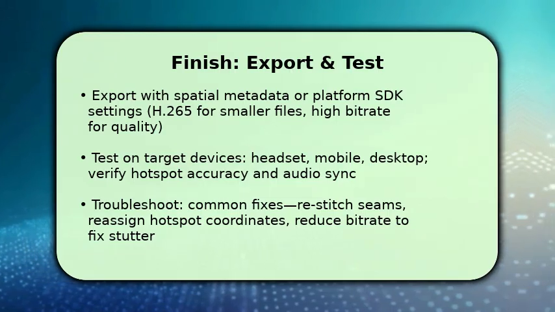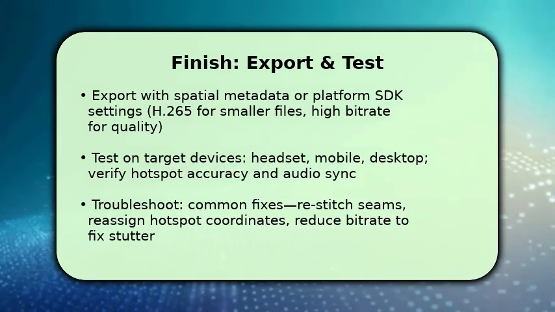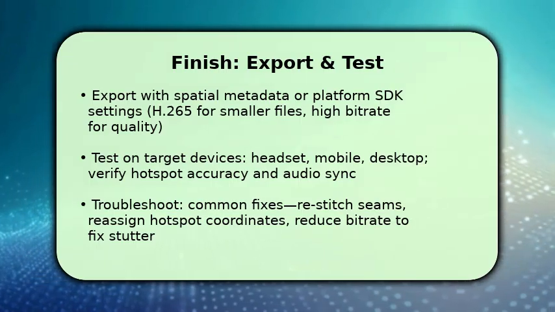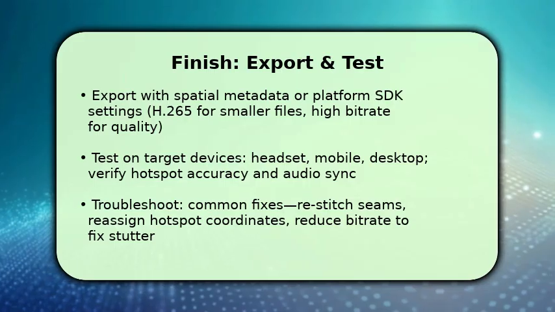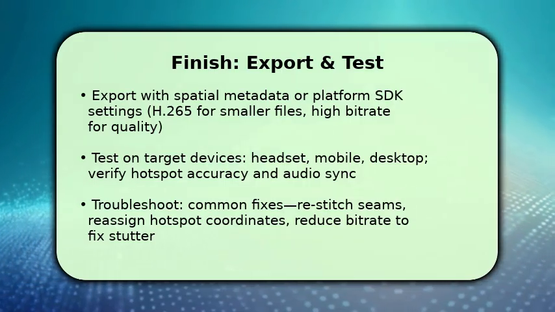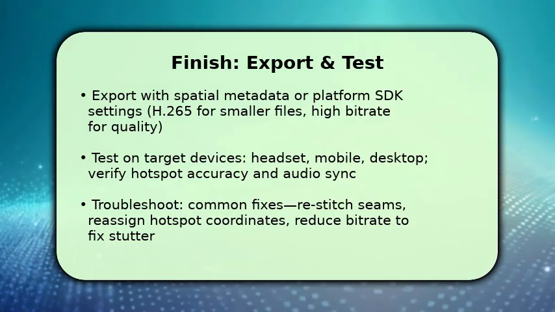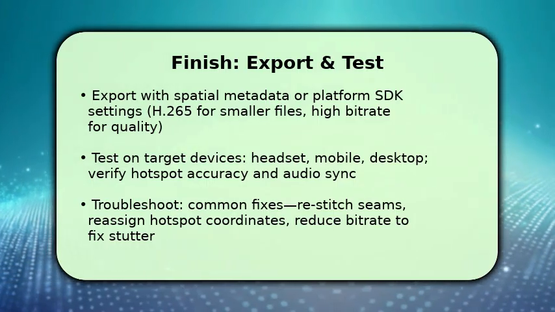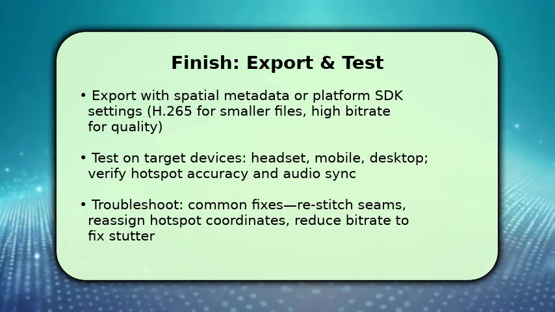Confirm hotspot positions, interactions, and audio sync. If something breaks, recheck stitching alignment, hotspot coordinates, and timeline triggers. Reduce bitrate or simplify overlays to fix stutter. Once validated, package assets and the interaction map for the distribution platform, and create a short QA checklist so you can repeat consistent builds.